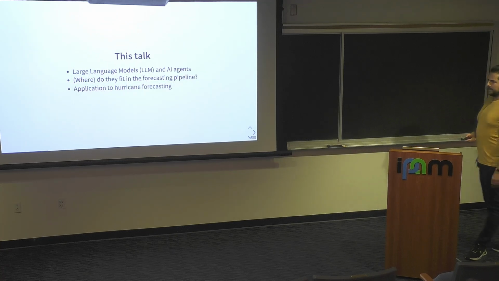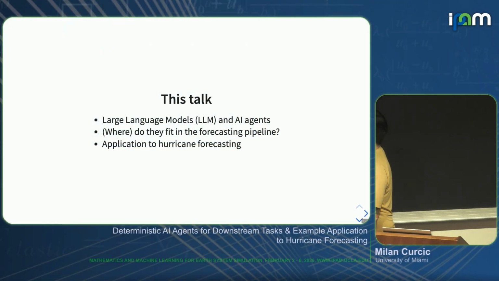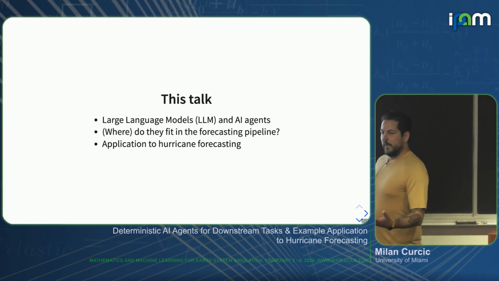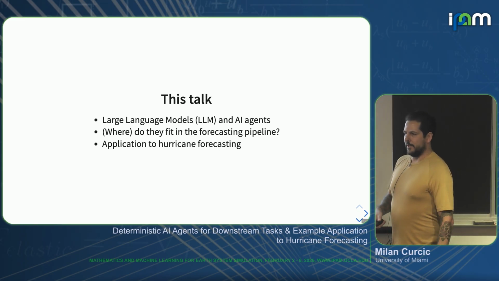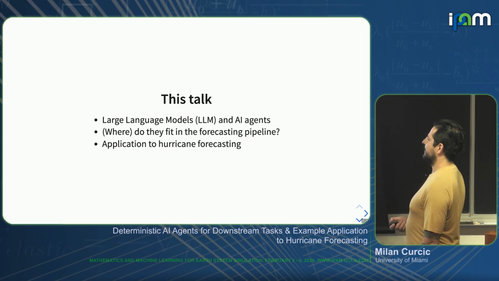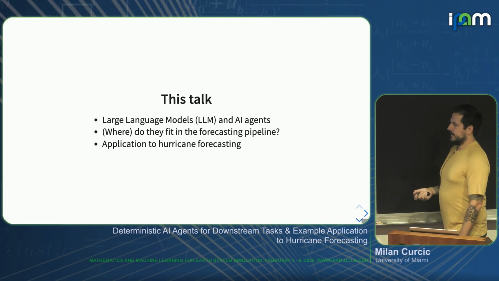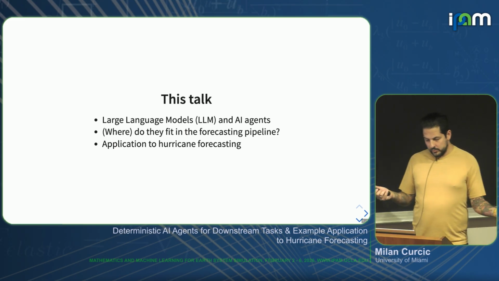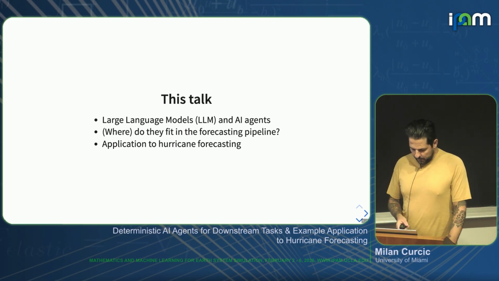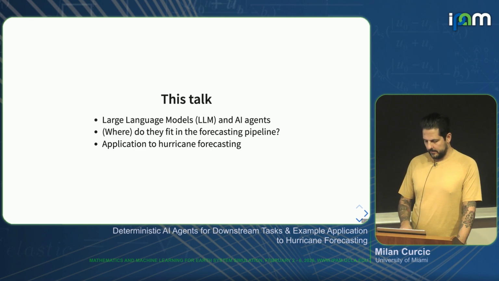All right, but in this talk, going even weirder than that, and I mean weirder, like away from my traditional physics for RC interaction training, we'll talk about large language models and AI agents. I'll explain what they are, and where they fit in the forecasting pipeline. And I'll try to apply it to hurricane forecasting. Okay.